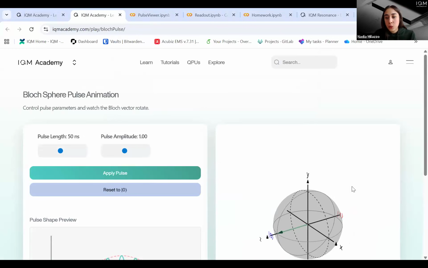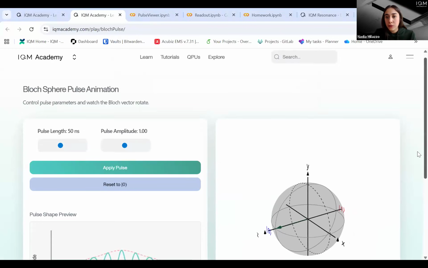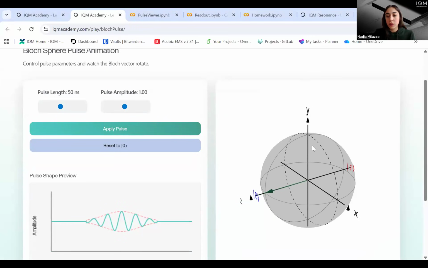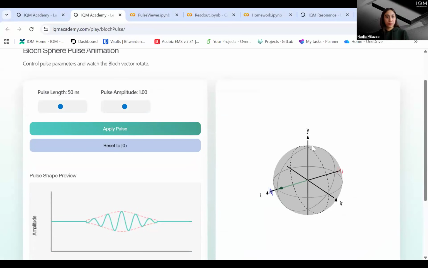You can actually zoom out a little bit if you want. Here, yes, you can move this around. And also here, you can see what the amplitude does and what the length does to the pulse. And remember to reset to 0 if you are doing different attempts to find your answer.